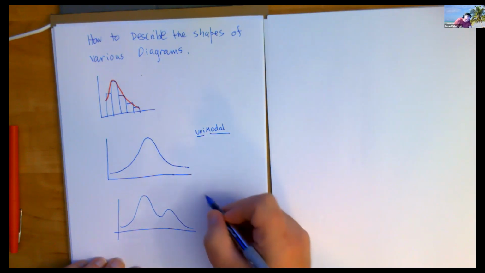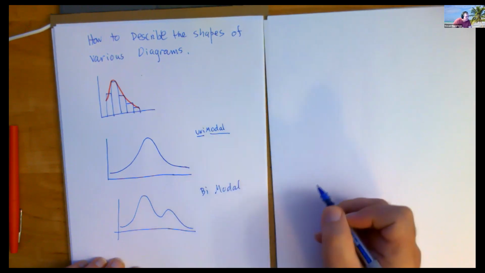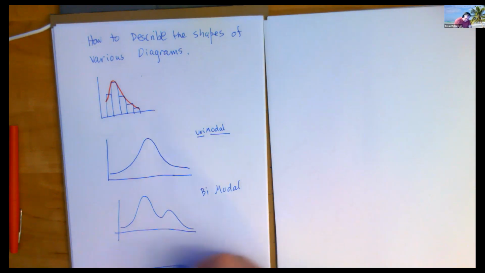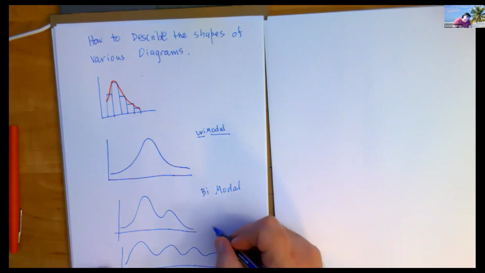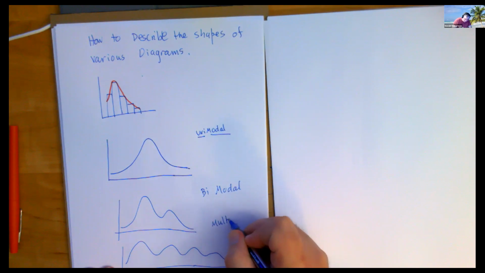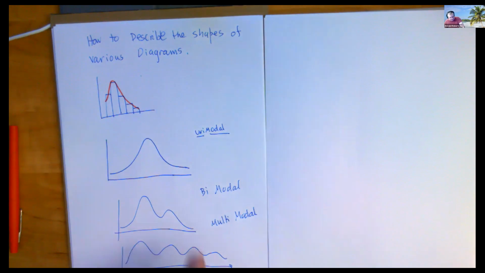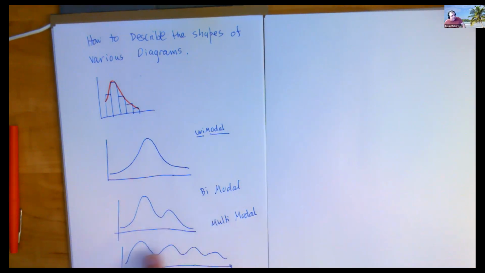This shape is called bimodal. Great. And if it's got more than 2, call it multimodal. Technically, you could keep going. Unimodal, 1 hill; bimodal, 2 hills. I guess you'd call it trimodal for 3 hills, quadmodal for 4, but nobody uses those terms.